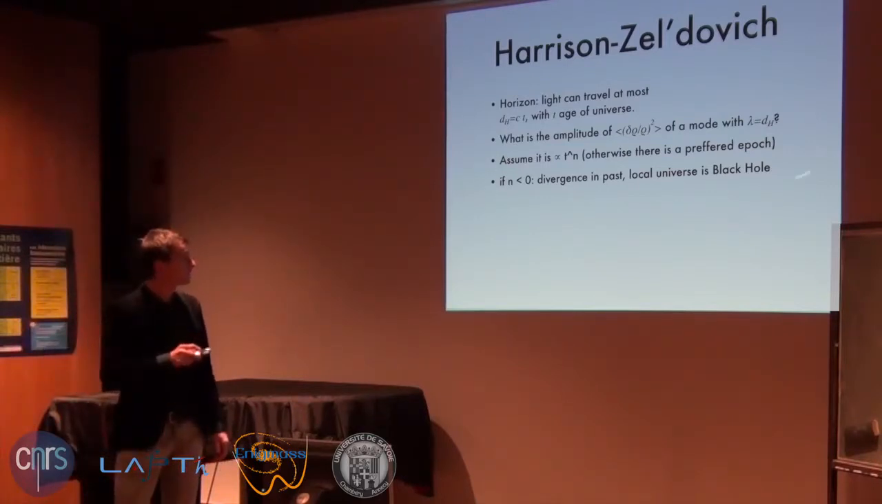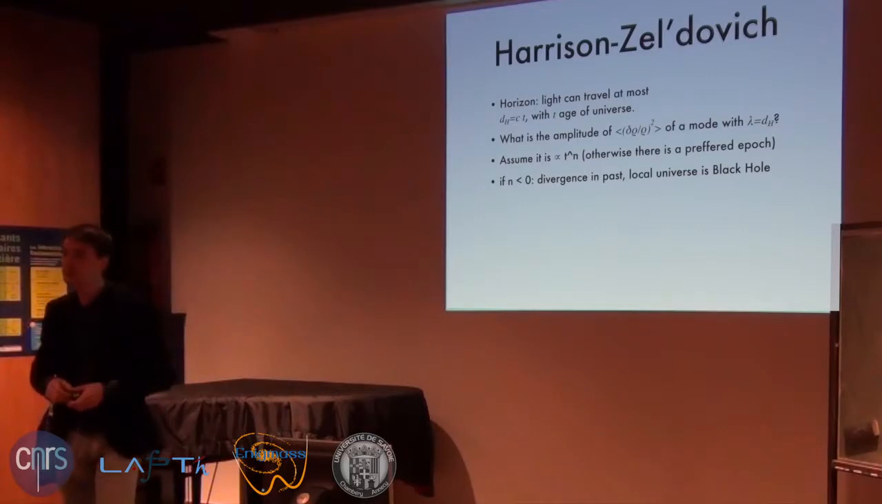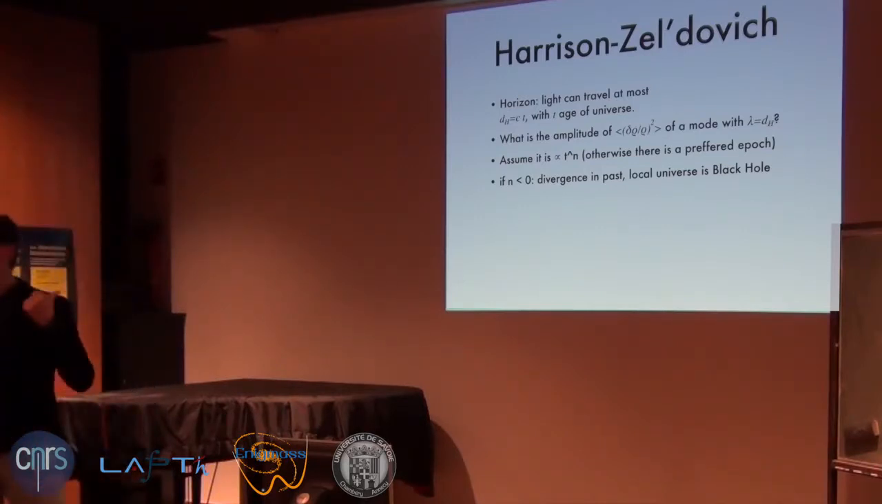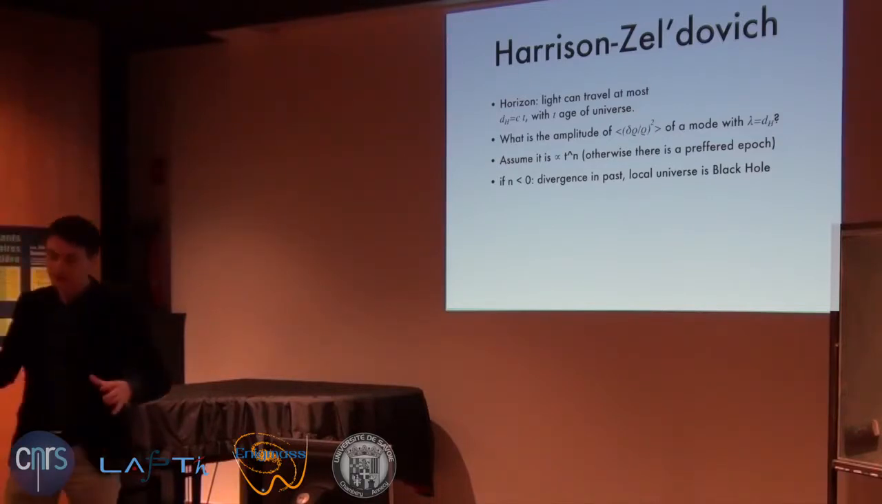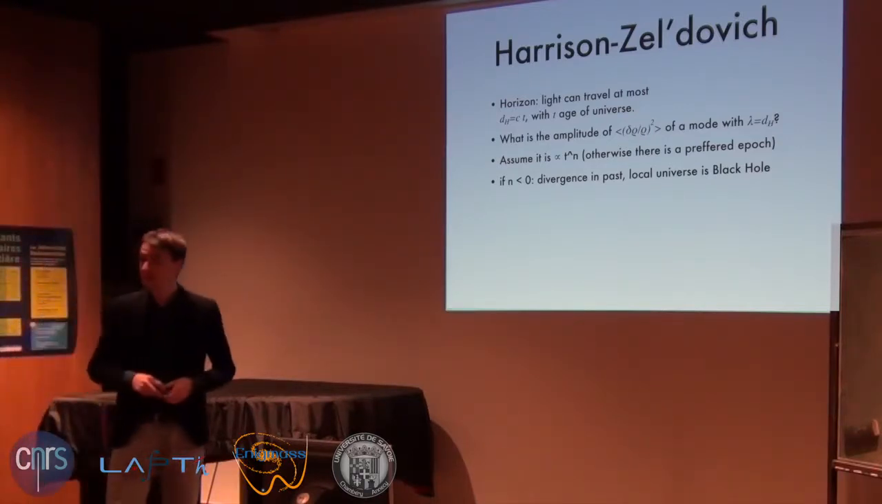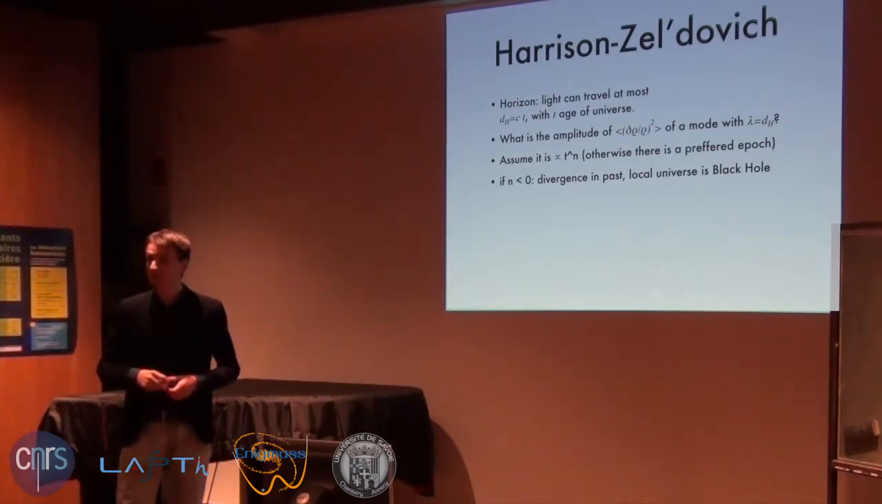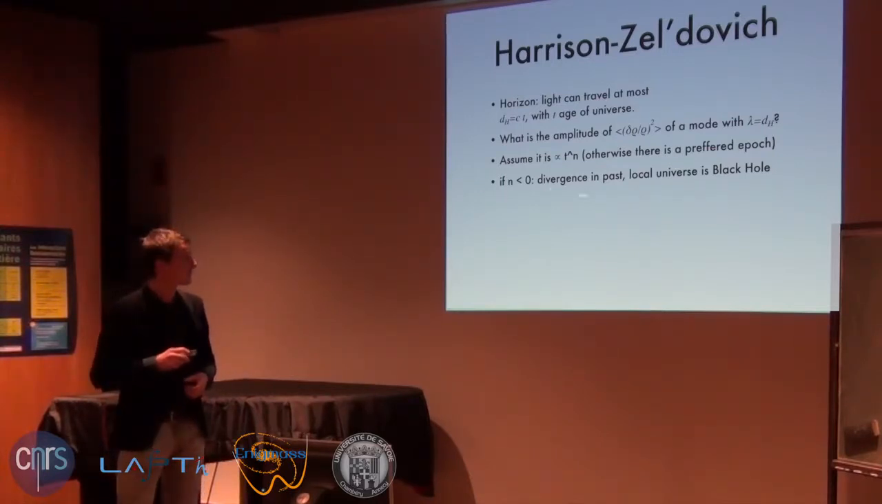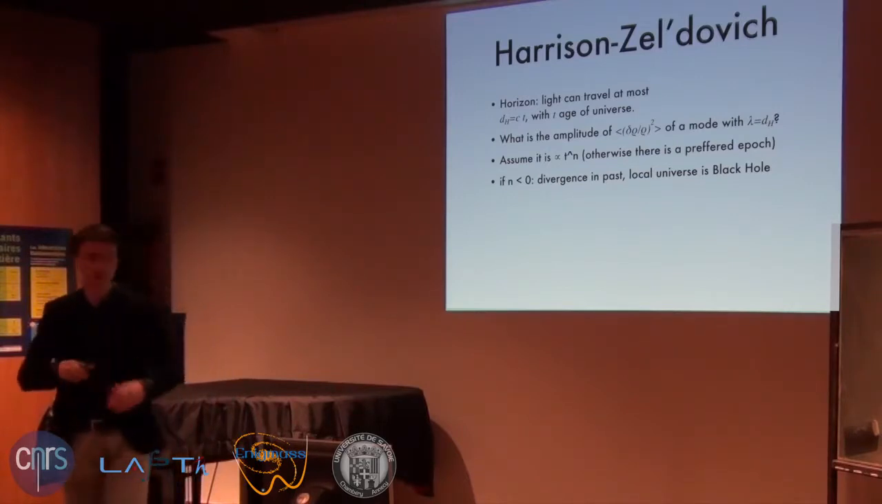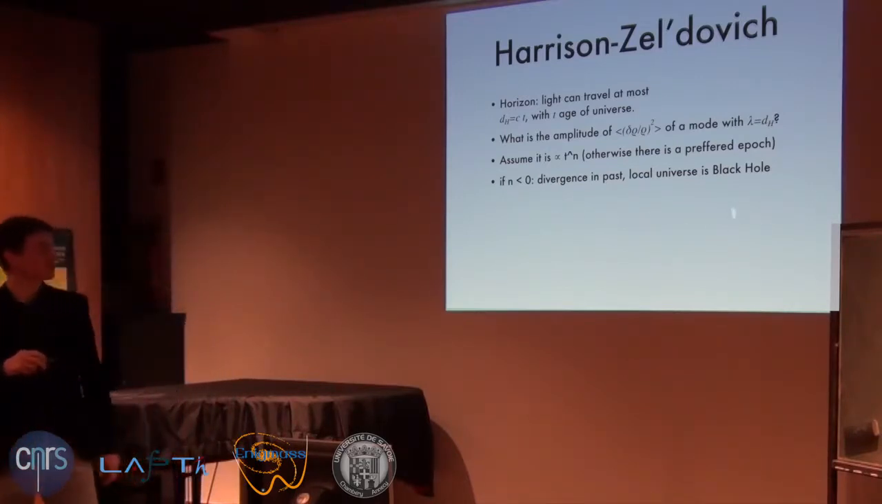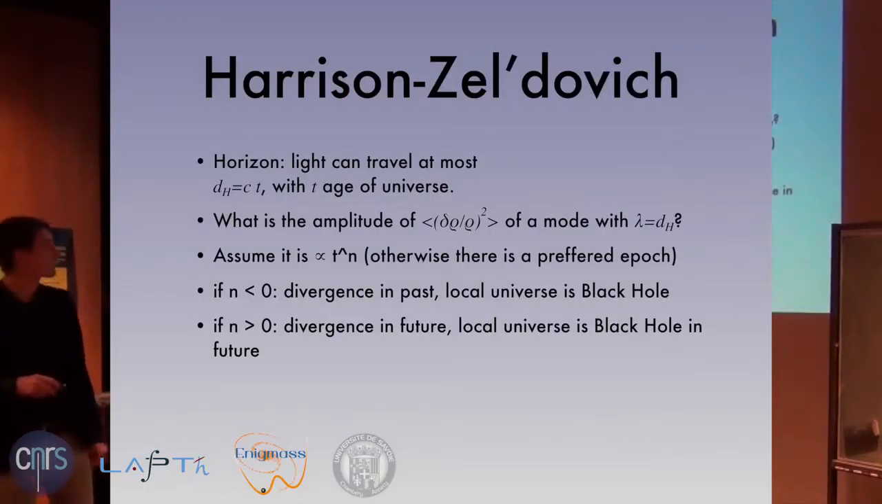But simply from the fact that you have a divergence in the past, if n is less than 0, you must conclude that the local universe must have already collapsed to a black hole, because you will, at some time in the past, certainly reach densities that are so large that the matter is inside its own Schwarzschild radius. So you will have collapsed to a black hole. And this goes for every single point inside a horizon, so for every region inside the horizon. So every part of the universe would be part of a black hole, if this is the case.